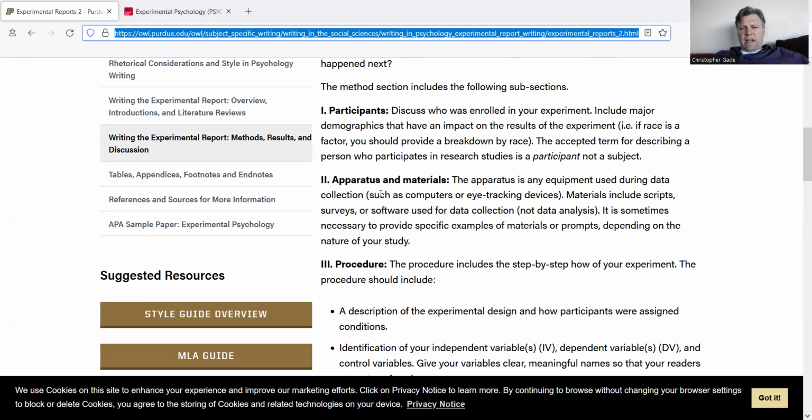It's more just the apparatus that you're using, the surveys that you're going to be including in your study. It's not about the computer programs that you're using to analyze stuff. That's actually not included in this. It's about what did you use for your study.